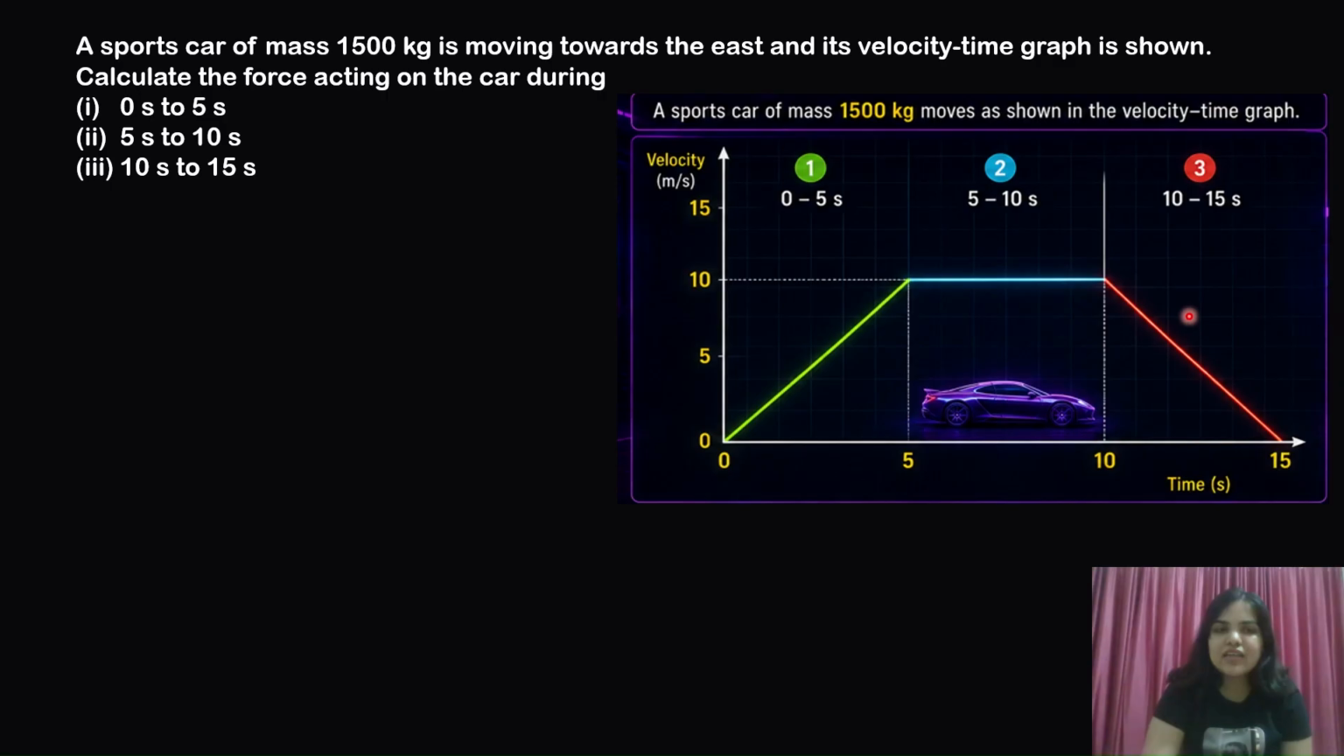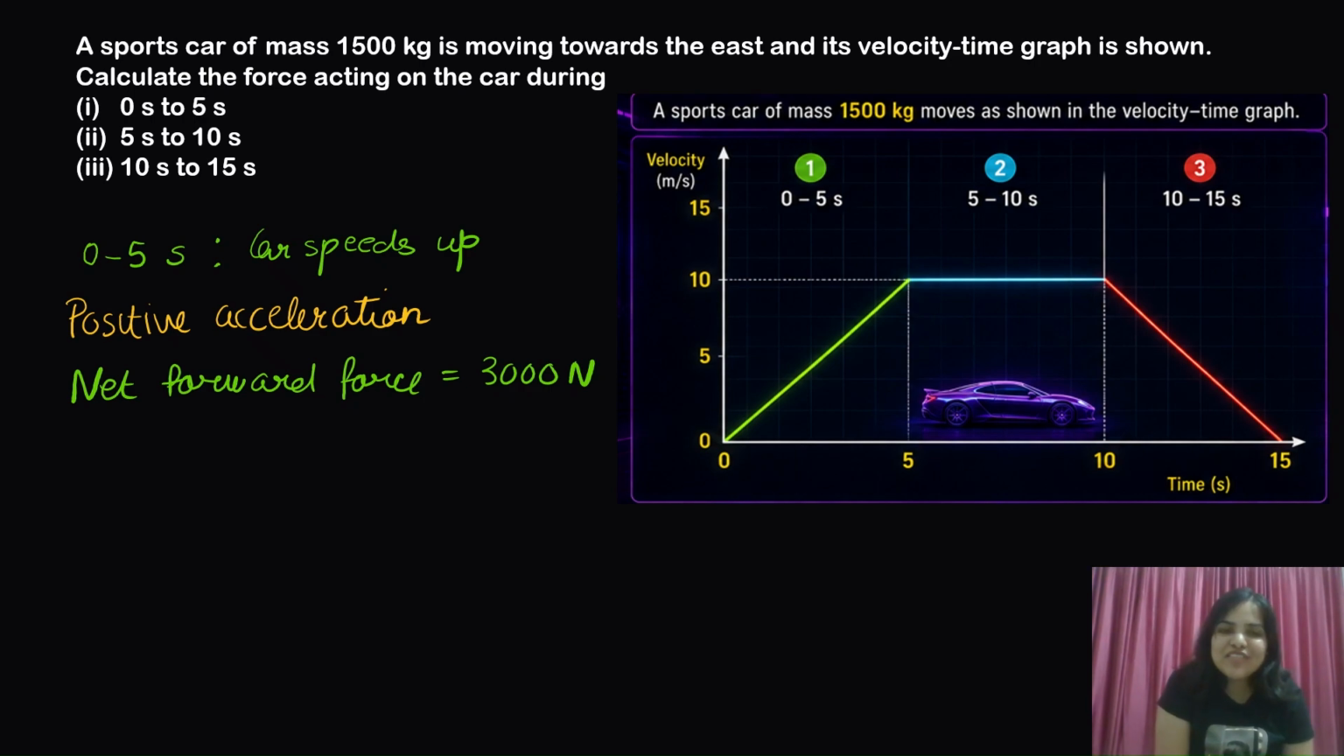And in region 3, that is from 10 seconds to 15 seconds, the graph slope is downward. Velocity decrease हो रही है. So acceleration negative direction में है. And therefore net force भी motion के opposite direction में act करेगा. So the car slows down.